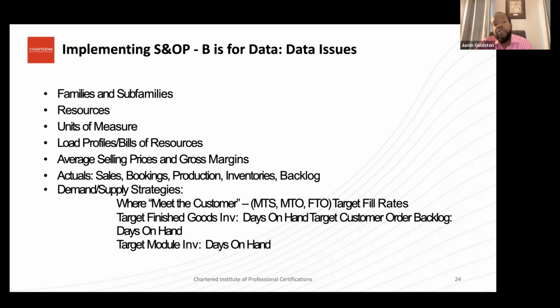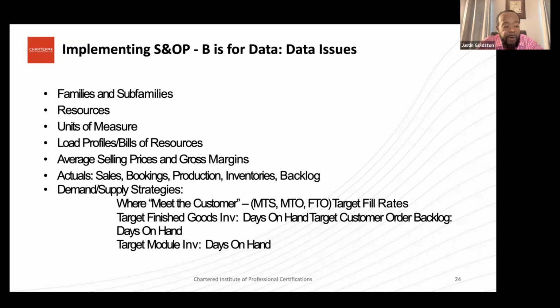Load profiles and bills of resources is another thing that's important. Sales prices and gross margins are going to be important when the CFO or controller is looking at the budget as an input to the sales and operations planning. And then the actuals from a sales perspective in terms of inventories and backlog is another thing that we need to consider to ensure that is indeed accurate. Again, that goes into the units of measure.